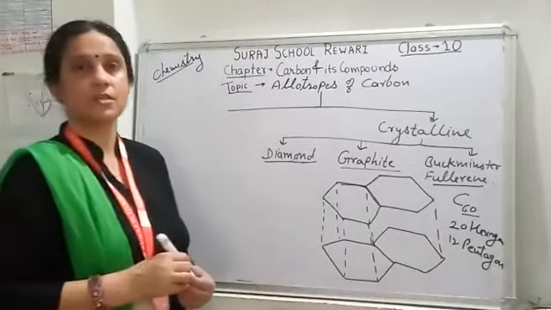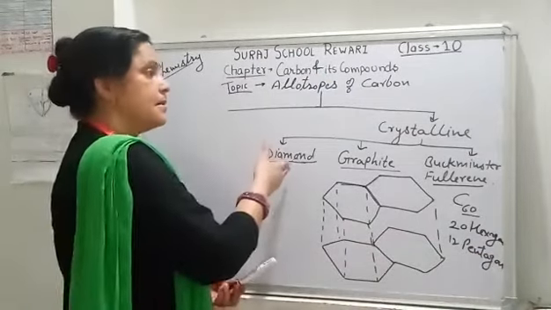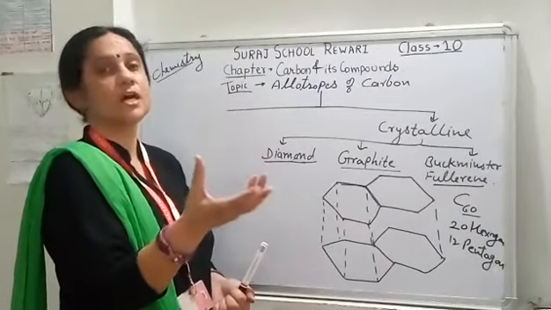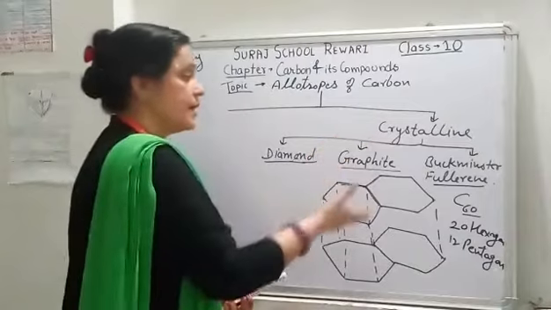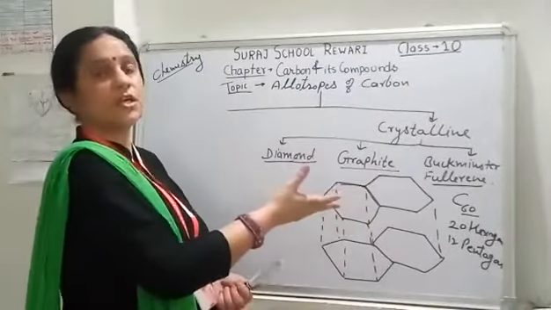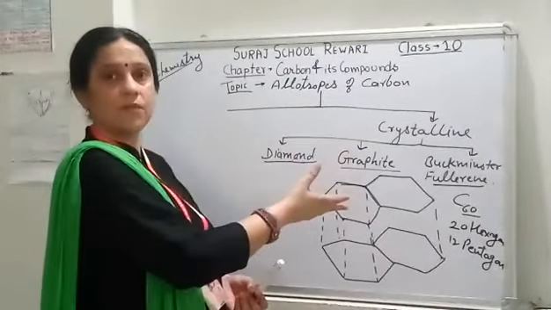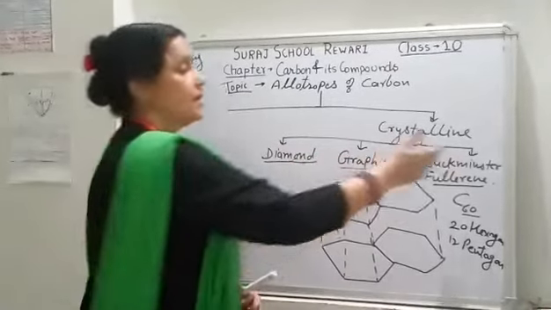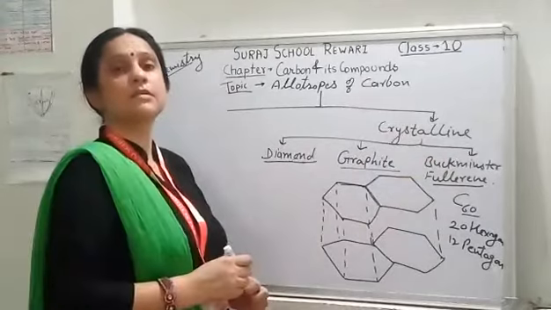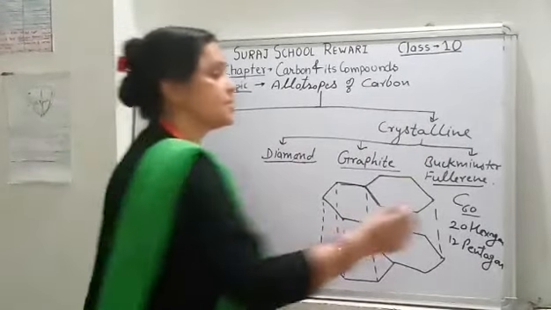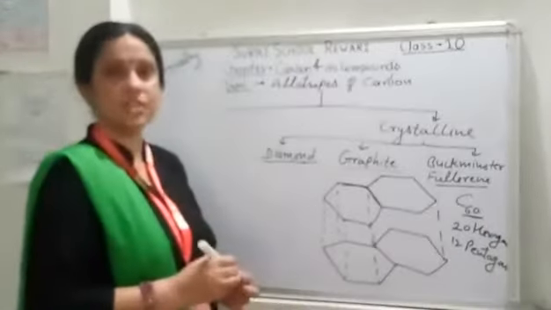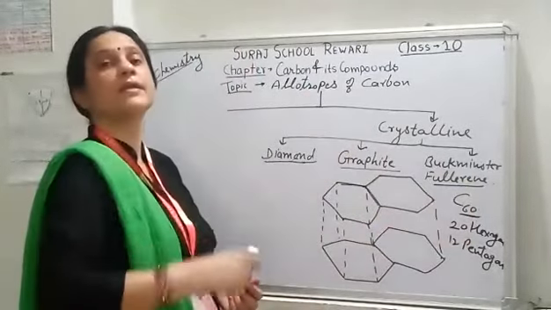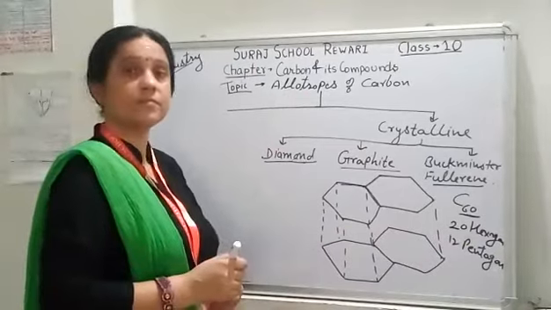So now again, diamond is a shiny crystalline form of carbon in which carbon is in a tetrahedral arrangement. Graphite is a dull blackish color crystalline form of carbon in which carbon is in a hexagonal layered structure. Buckminster fullerene is the recently discovered allotrope of carbon in which 60 carbons are arranged in a spherical shape like a football, in which 20 hexagonal rings and 12 pentagonal rings are arranged.